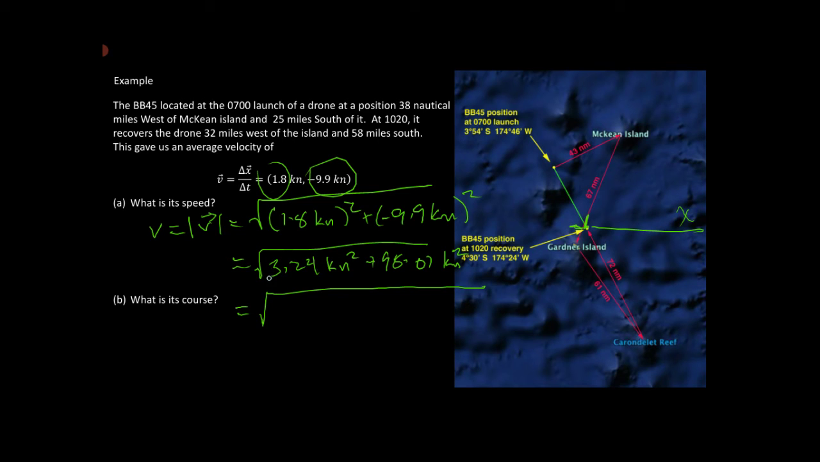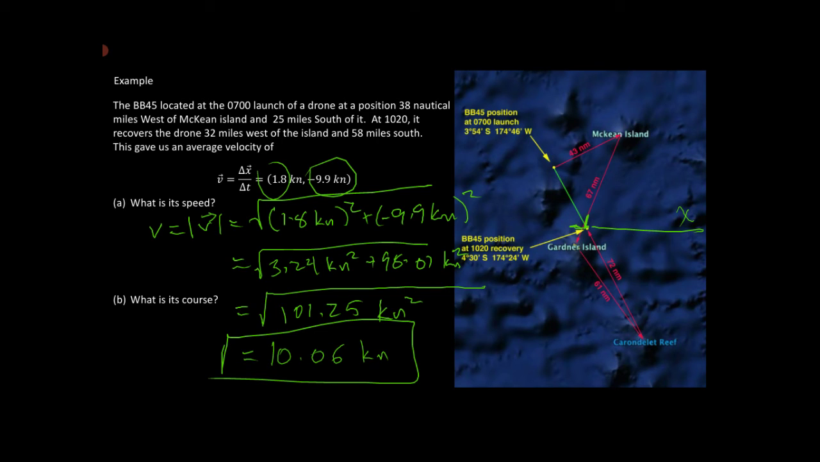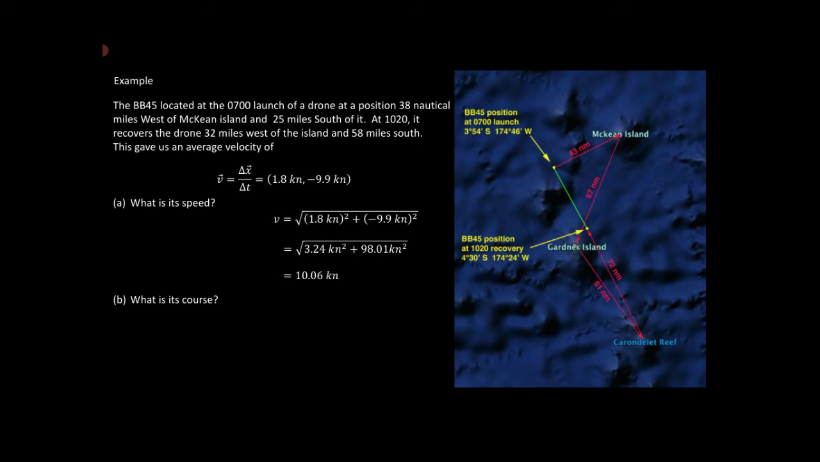All right. Let's see. 3 plus 98 is 101. 24 plus 1 is 25. So we have 101.25 square knots. The square root of 101.25 is, let's give it 10.0, possibly a 6. So we've got 10.06 knots. Okay, so there we go. That is your speed. A perfectly reasonable speed, I hope.